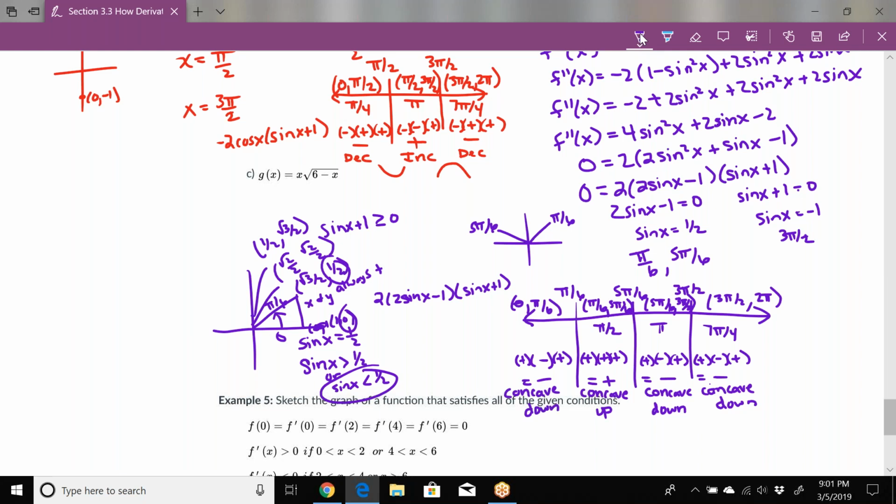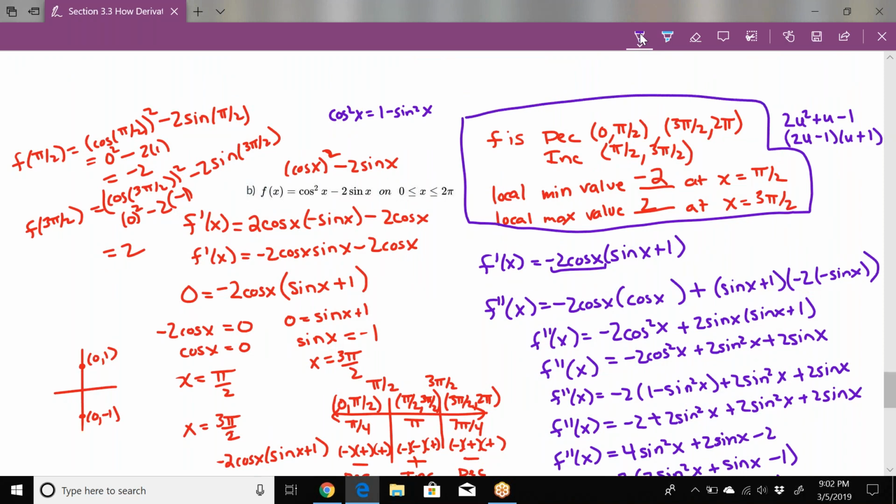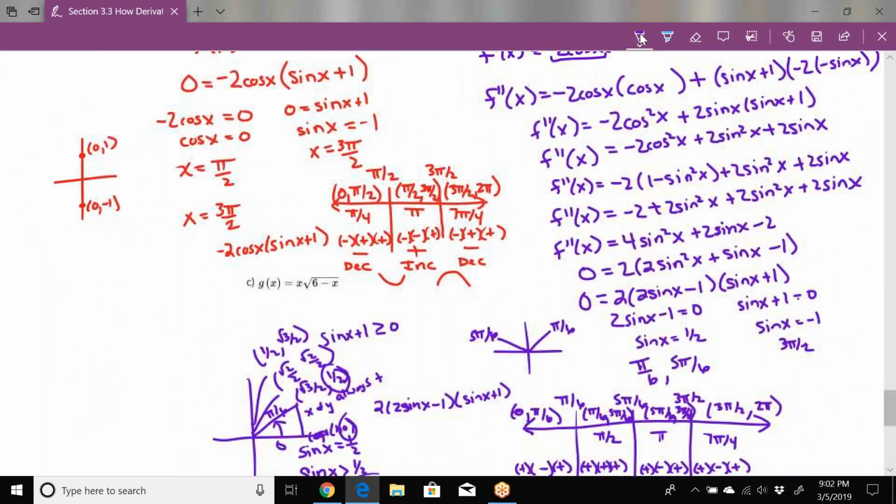Okay, so why did we do all this? Well, first of all, they asked us about concavity. So where did I put my other information? This was the information we got from the first derivative up here. And now we want to talk about concavity.